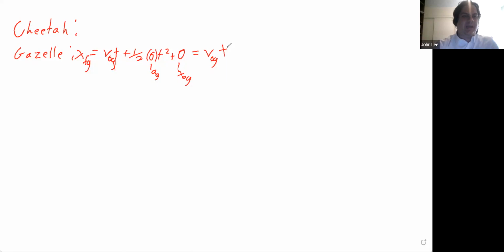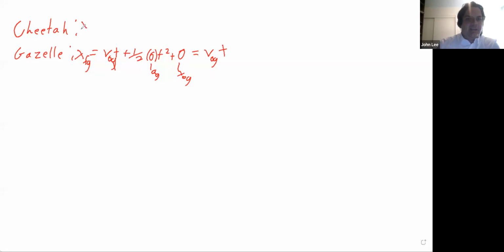So that is going to be equal to 1/2 A T squared plus 0 plus V naught T. A is 0, X naught is 0, so it just ends up being V naught G times T.